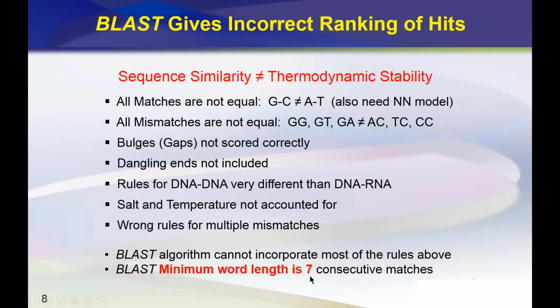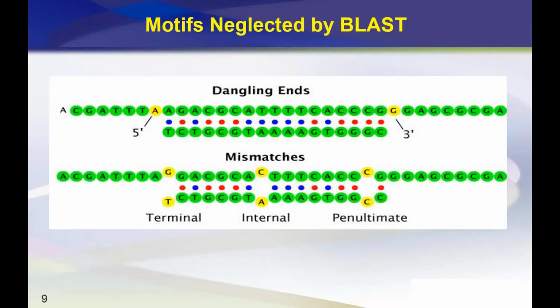Now, furthermore, maybe the most important is that BLAST has a minimum word length. That word length means that every hit must have at least 7 consecutive perfect matches. If there's even one mismatch in that window of 7, word length of 7, then BLAST will completely ignore the hit. And that becomes extremely important in finding all of the thermodynamically stable hits.